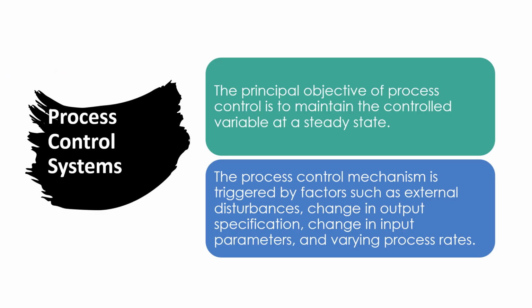The principal objective of process control is to maintain the controlled variable at a steady state or desired value. The process control mechanism is triggered by factors such as external disturbances, change in output specifications, change in input parameters, and varying process rates.